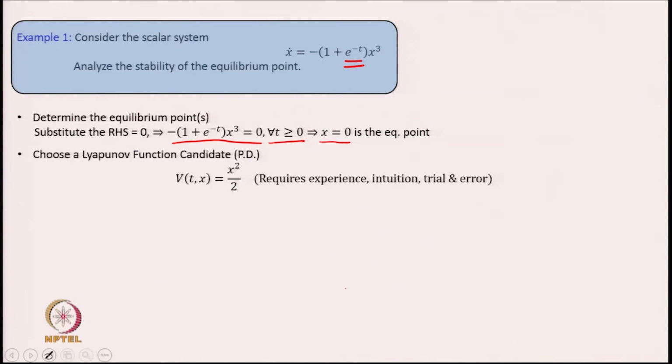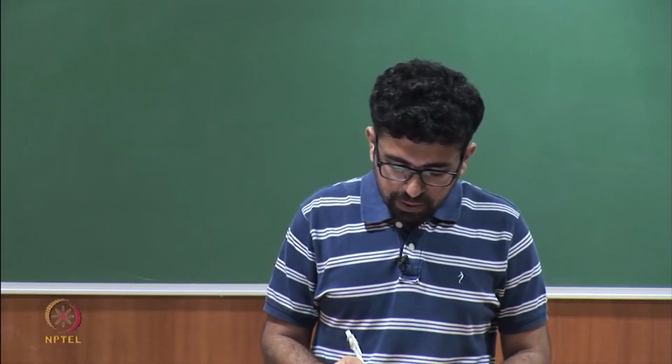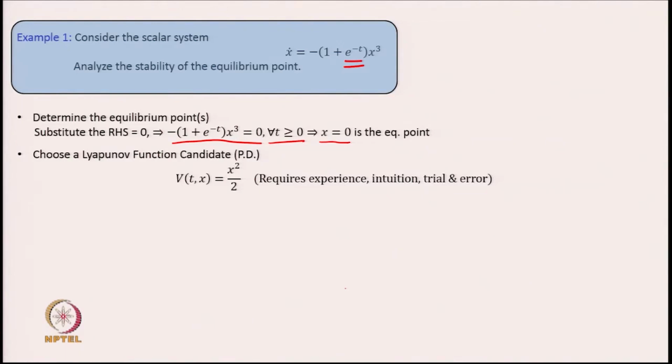Second, we choose a Lyapunov function candidate. So, we choose a function which is positive definite. Here we have chosen a very simple positive definite function x square over 2. Now, choosing this function requires some trial and error, some experience, and we will get better at it with time. So, let us just right now assume that we choose this as a Lyapunov function candidate, and let us see if this satisfies any of the conditions that we laid out in the theorems.